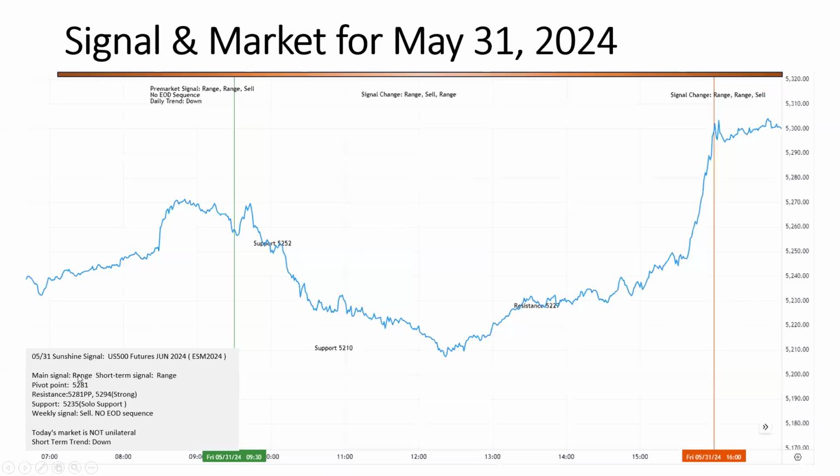So our signal showed a range sell, which generally supports selling bounces. We have a pivot point here. There's no EOD sequence, and the market is not showing a trending day with a short-term trend, a daily trend of being down.